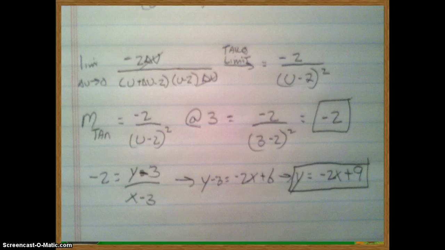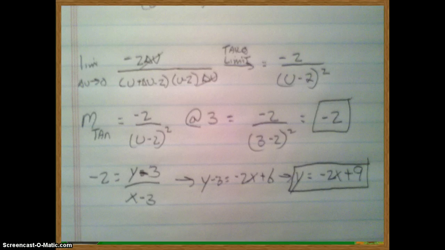You can see I can cancel the delta u's, because delta u over delta u, as long as delta u doesn't equal 0, as it approaches 0, is simply 1. So taking the limit, since there are no delta u terms left, the limit is simply negative 2 over the quantity (u minus 2) squared.